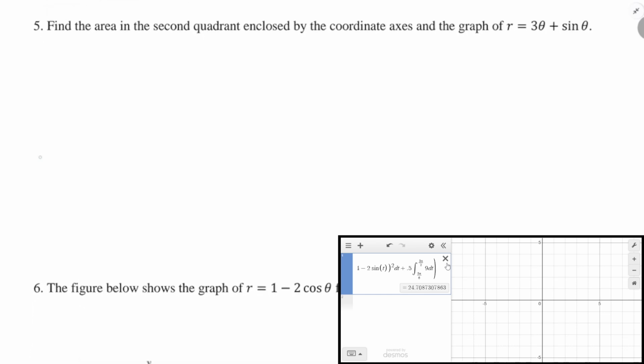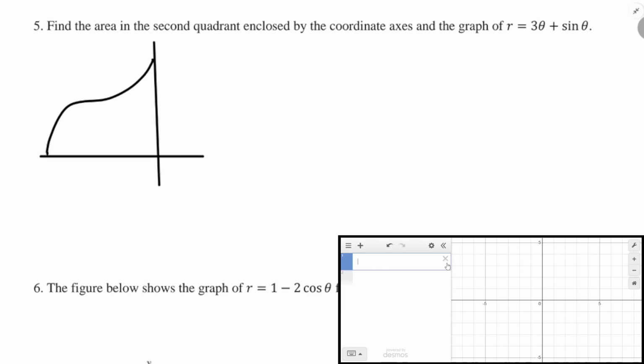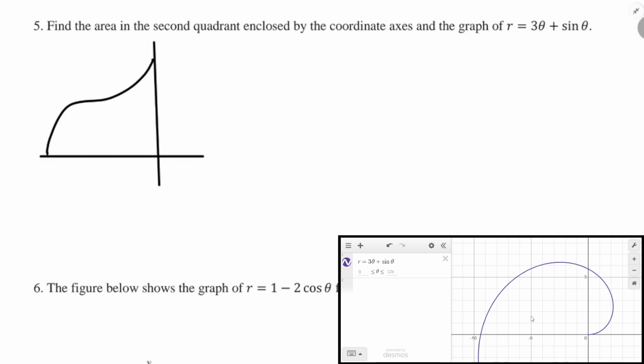Okay, second quadrant, so we need to draw a diagram. The graph of 3 theta plus sine theta. Well, I think it's going to look something like that, you know? The curvature, I have no idea. I mean, I've got a calculator here, and no shame in using it right now, it's just the homework. Okay, that's my best sketch.